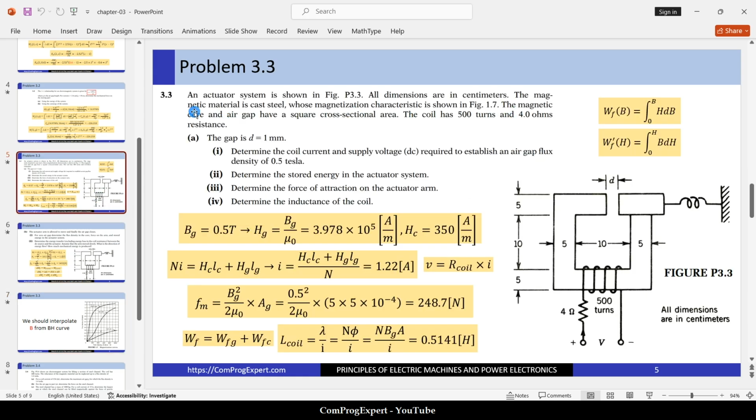The magnetic core and air gap have a square cross-sectional area. The depth of the problem is not given here, but because the cross-section is a square and the width of this vertical limb is 5, this horizontal limb is 5, the depth of the problem is also 5 centimeters.